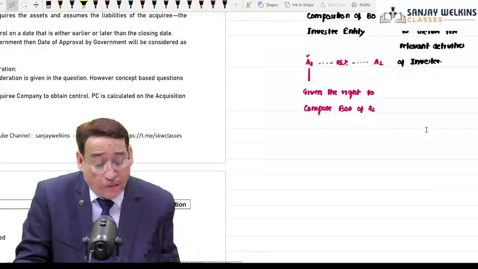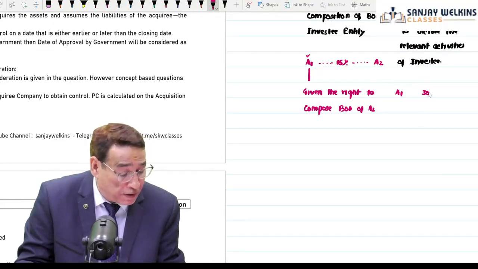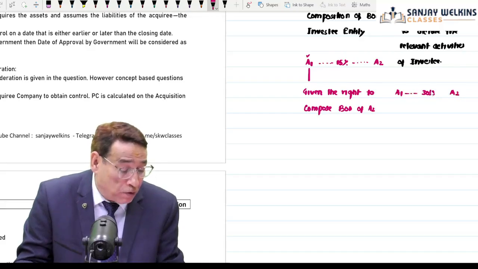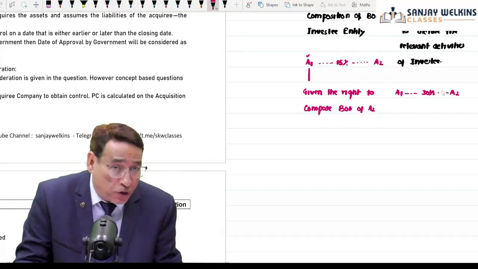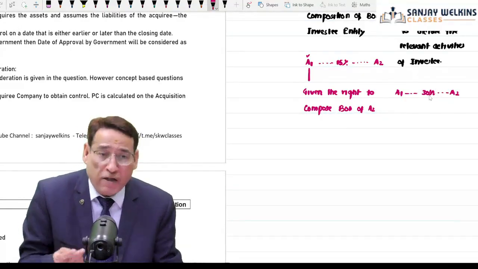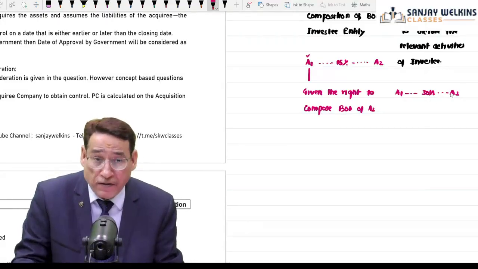Presuming that there is an entity by the name of A1, and A1 has an investment of, let us say, 30% in A2. Because we have only 30% investment in A2, obviously we are not exercising control over the other enterprise. That's a different matter that we are exercising a bit of significant influence, correct? But we are not exercising the control.